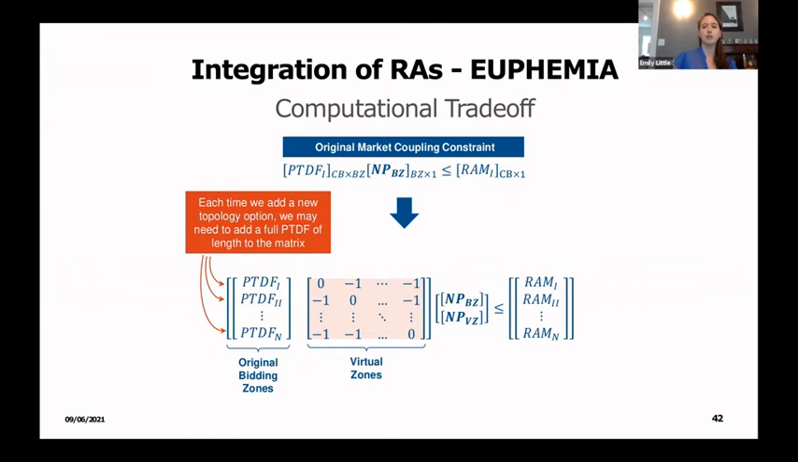This is really the biggest downside to the method, and we're still investigating to what point this would be restrictive. It's possible to perform pre-solve to really reduce the number of rows that we're giving to the market coupling algorithm. That's what we're working on now, using some operational data from Central Western Europe to see at what point this will be constraining in the method.